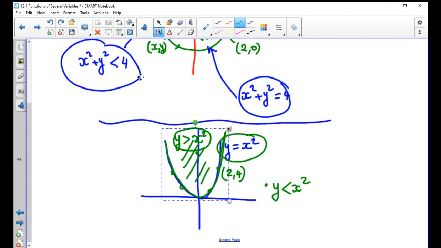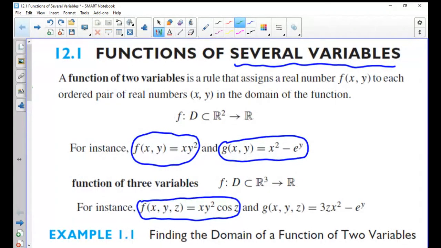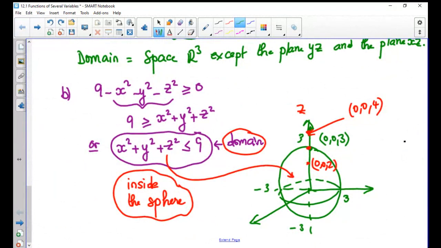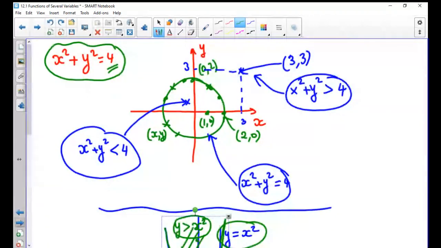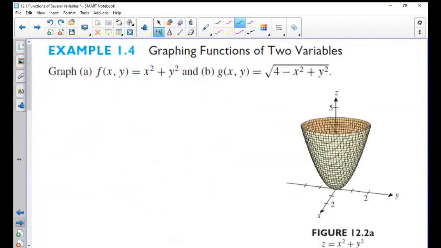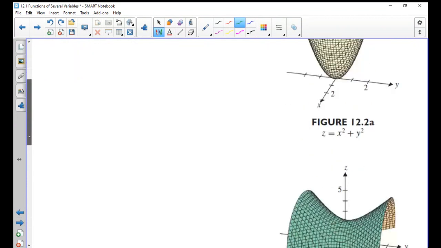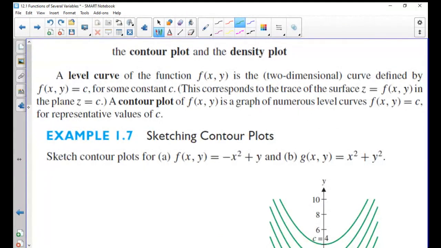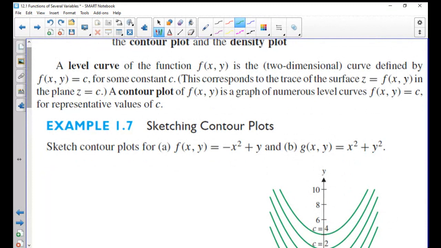Okay. Now this is just the bracket we opened regarding this. Let me go back a little bit to this idea of domain. Are we okay with this? Yeah. So the domain is inside the sphere for this particular function. Graphing, I don't think we have to worry about graphing. We will not be asked to graph.